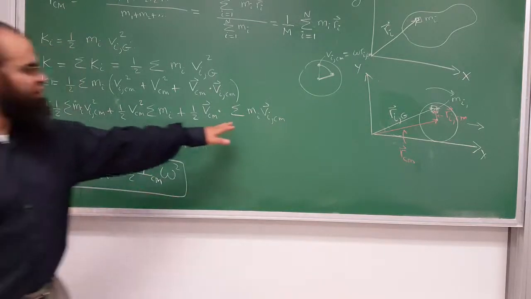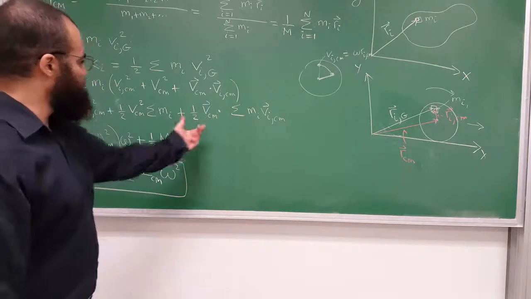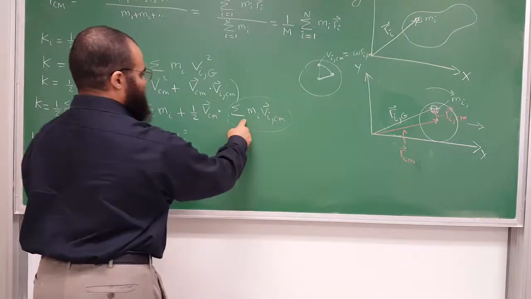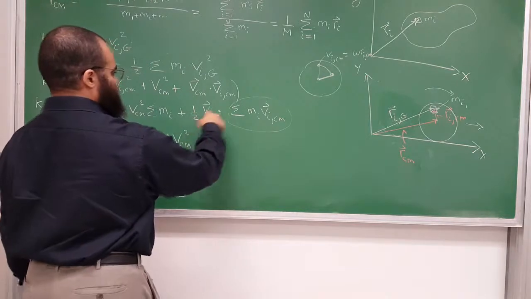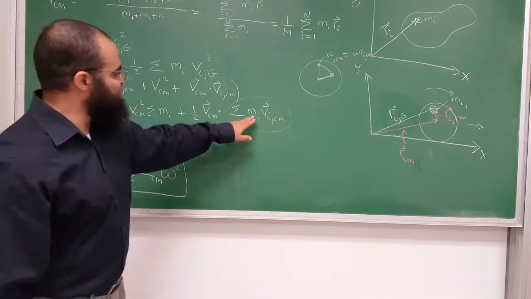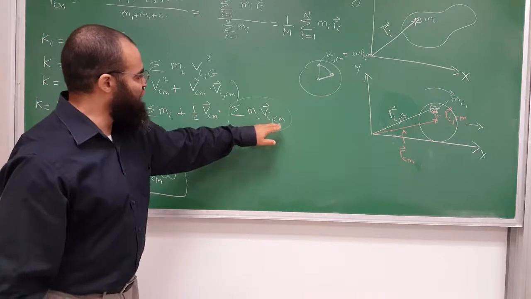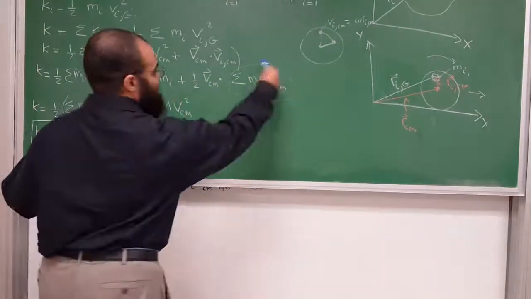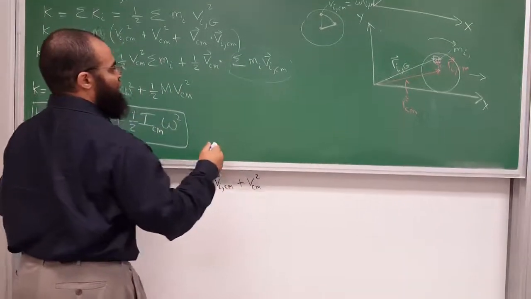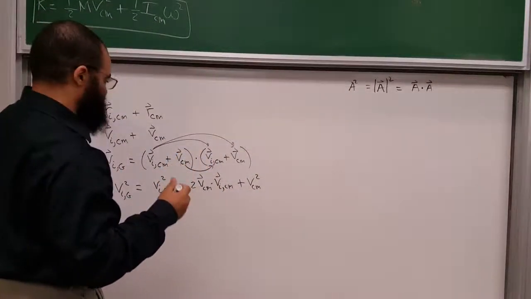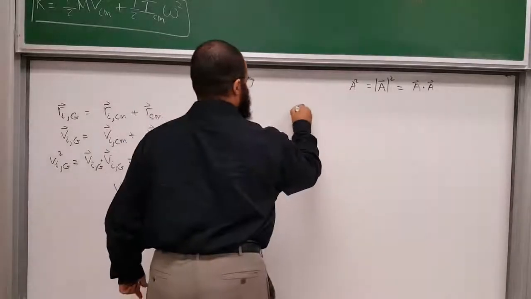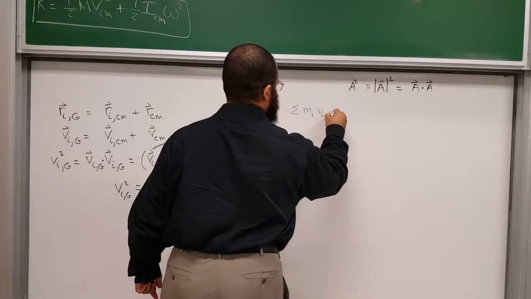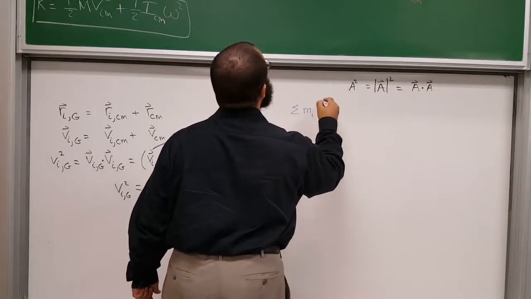Okay. Now, why is this part 0? Well, this part is 0 because of this part. So if I can show you that this is 0, then this whole thing would be 0. So why is the sum over mi vi relative to the center of mass 0? Well, let's see. So let me copy this and show you why it's 0. The sum over mi vi relative to the center of mass.